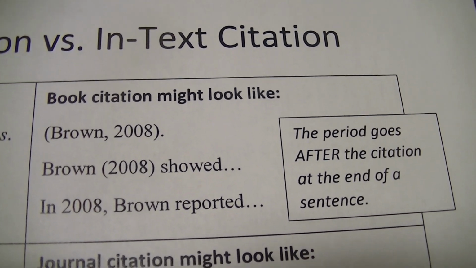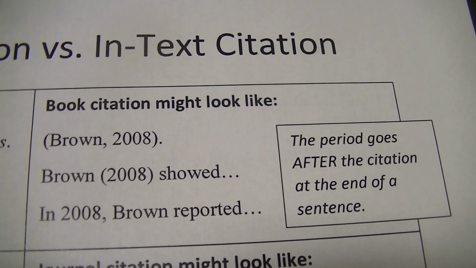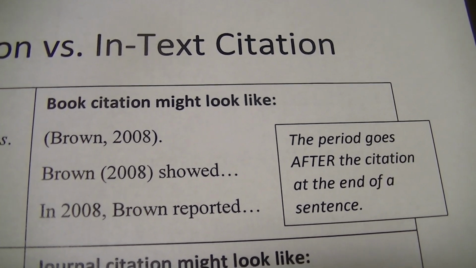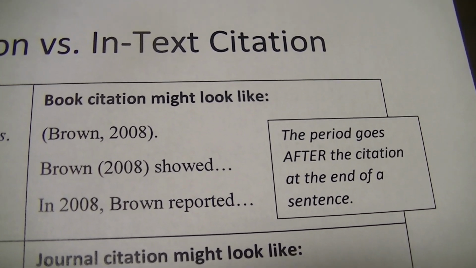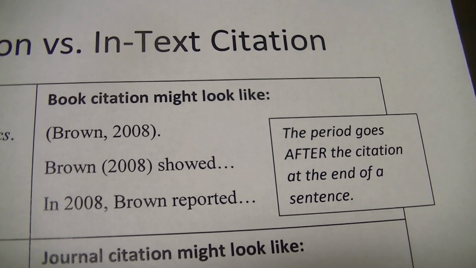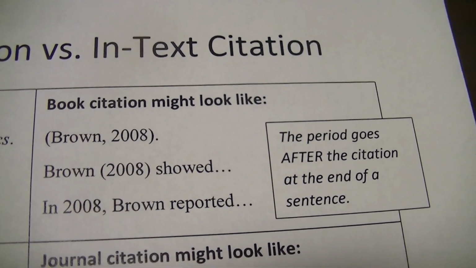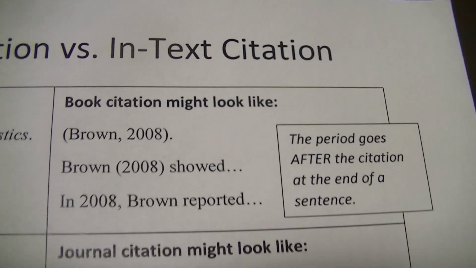Another alternative is you could put Brown, parentheses, 2008, showed, blah, blah, blah. Whatever you do, it doesn't matter as long as you have that last name and the year. You can also write it something like, in 2008, Brown reported, blah, blah, blah. Again, you have the author last name and the year.